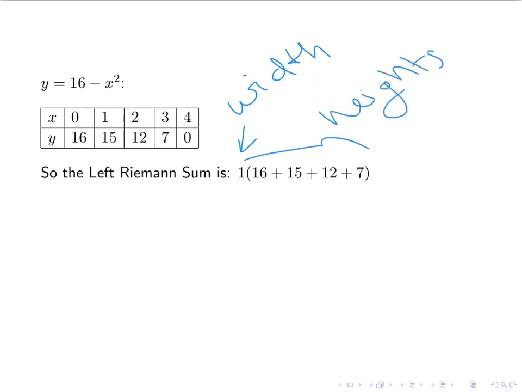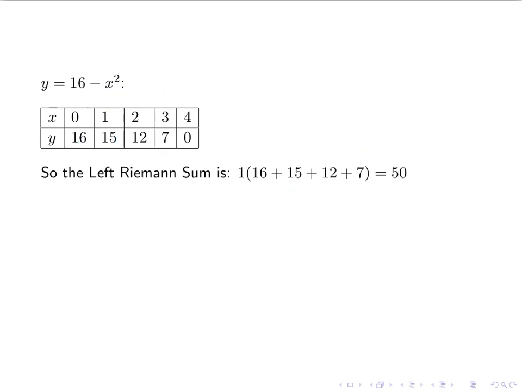Notice we had 4 rectangles, but we have 5 x values, and that's because I need each side of my rectangle. For each consecutive 2, for the left endpoint, I'm taking the one that's on the left. So I have my 16, and for the next 2, I'm taking the one on the left, that's the 15. The next 2 is between 2 and 3, the one on the left is 12. And then between 3 and 4, the one on the left is my 7. If I add those up and multiply by 1, I get 50.